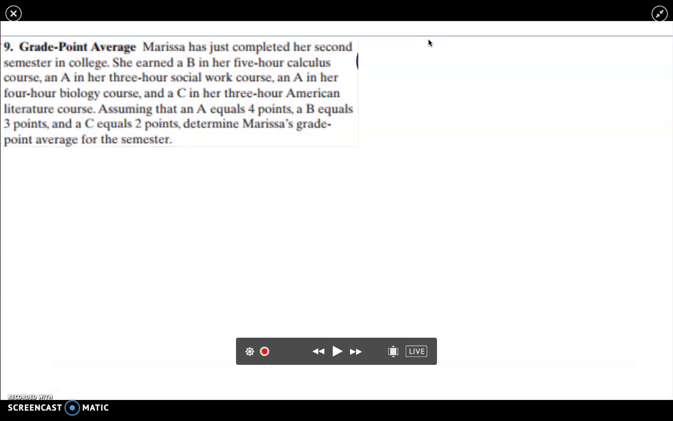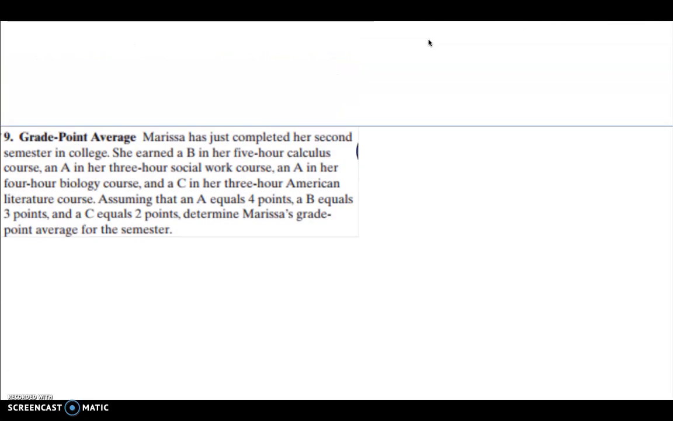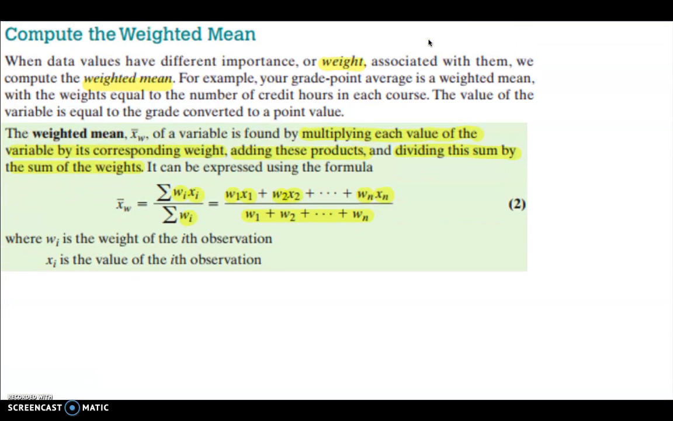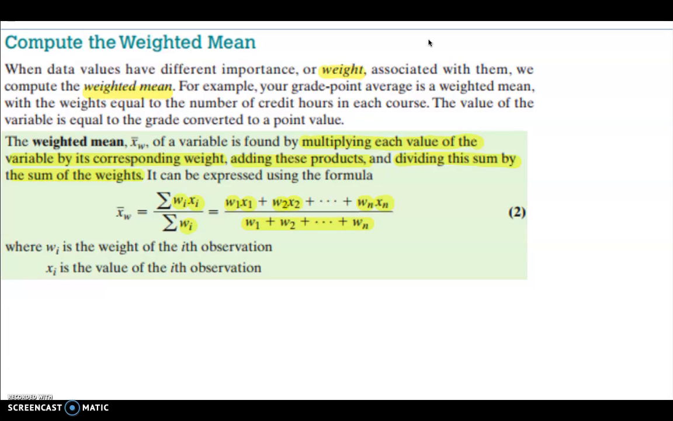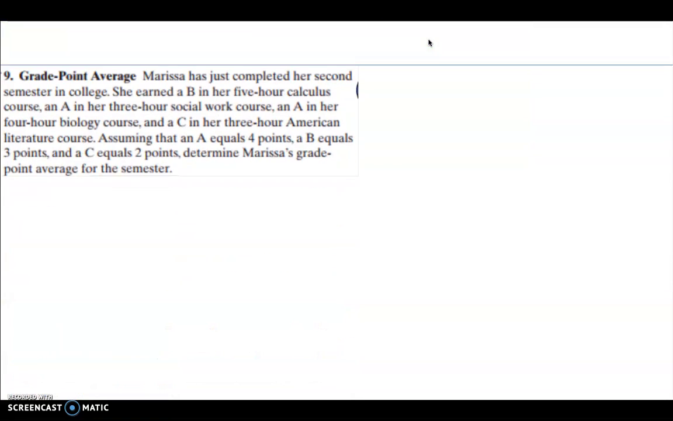Okay, this is part 2, looking at section 3.3 on grouped/binned data and measures of center and measures of dispersion. We just got done talking about this concept of a weighted mean and how it's calculated, and now we're going to do an example with grade point average, or GPA.